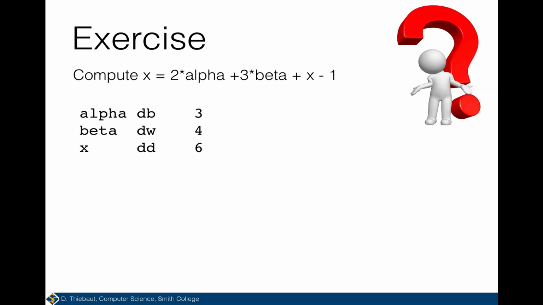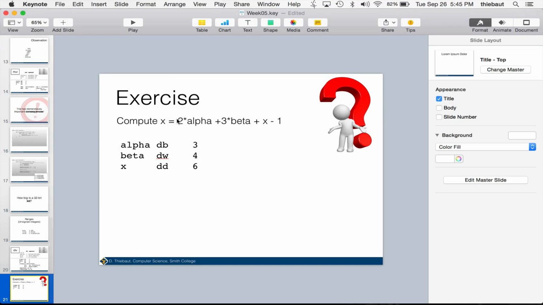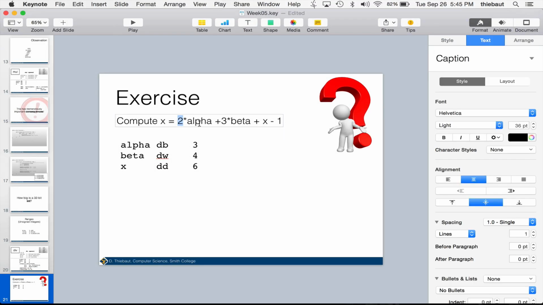All right. So we're going to do a little exercise. What I want to compute is this value here, 2 times alpha plus 3 times beta plus x minus 1, and I want to compute that in x. But now I'm really making it tricky on me because I'm assuming that alpha is a byte, beta is a word, and x is a double word.